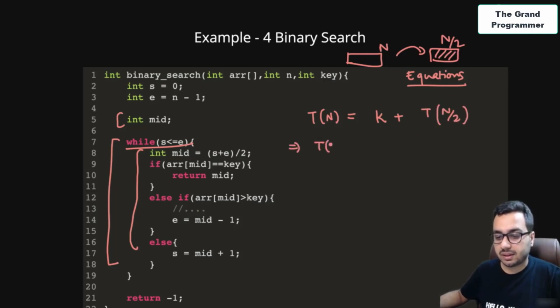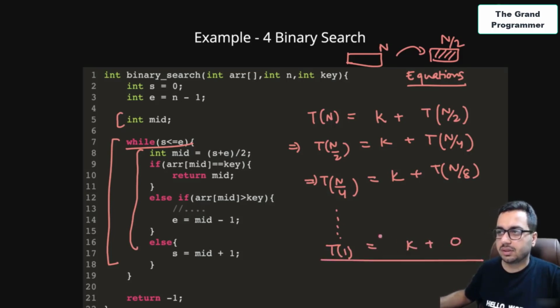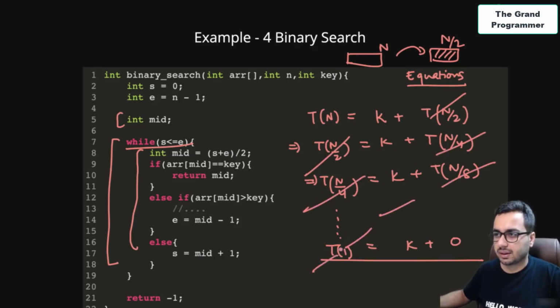Now I can say T of n by 2 is nothing but again some constant work plus T of n by 4. Then T of n by 4 is again a constant work plus T of n by 8. I can keep on doing this till I get T of 1, which is again constant work plus 0. Then if I add all these equations, these values will get subtracted or removed, and T of n is left as summation of k.